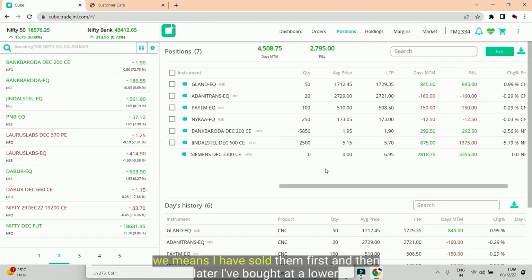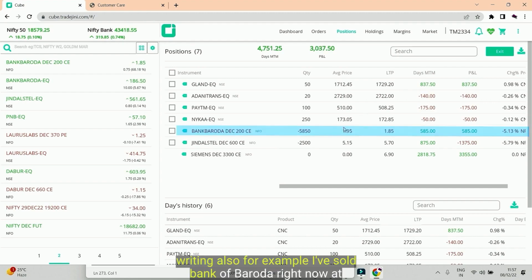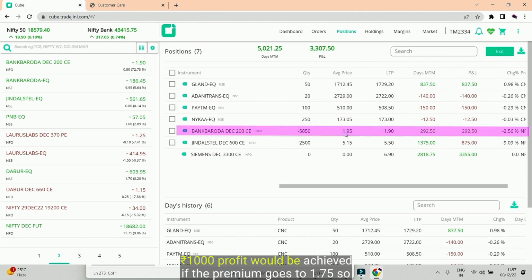That means I've sold them first and then later bought at a lower price. Just like setting targets and stop loss in option buying or in stocks or in futures, you can do the same in option writing also. For example, I've sold Bank of Baroda right now at 1.95, and let us say I want to book 1000 rupees profit. I think 1000 rupees profit would be achieved if the premium goes to 1.75. So I can set a target.